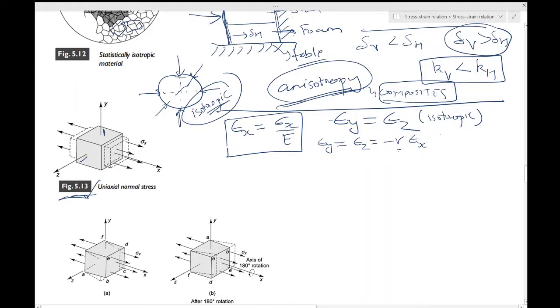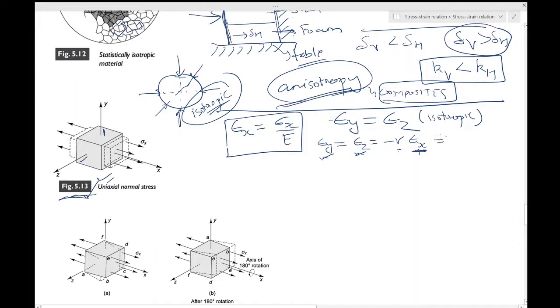negative sign? The negative sign indicates that whatever be the sign of epsilon x, epsilon y and epsilon z will be of a negative sign to that. For example, if epsilon x is positive, that would mean there is an extension in the x direction, but there is a contraction in the y and z directions, and you can see that in this diagram also. Similarly, if epsilon x is a compression, then it would be negative, and with this negative sign these two would become positive. That would mean there is an extension along the y and z directions.